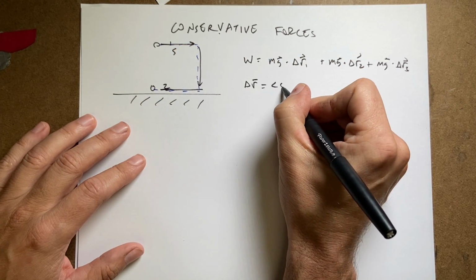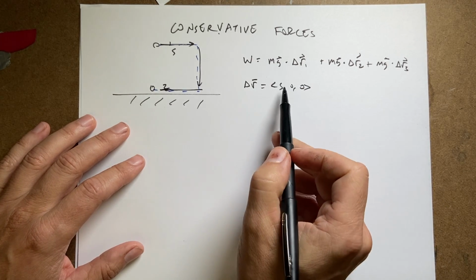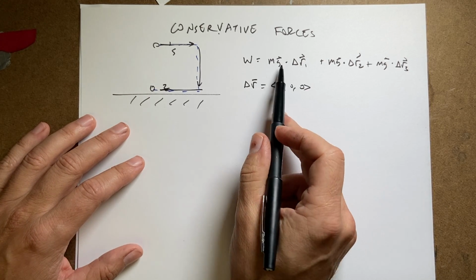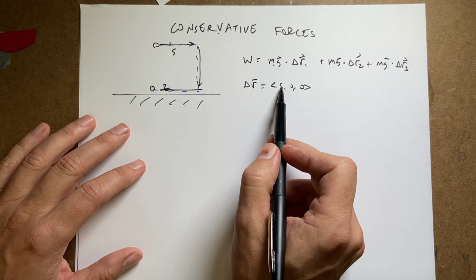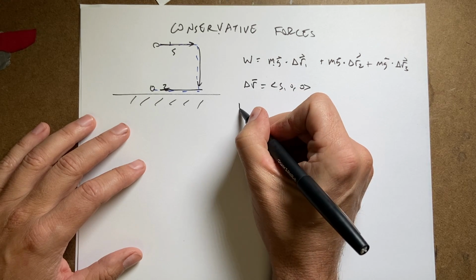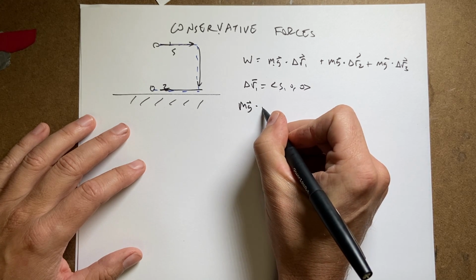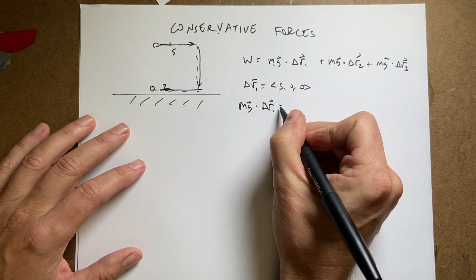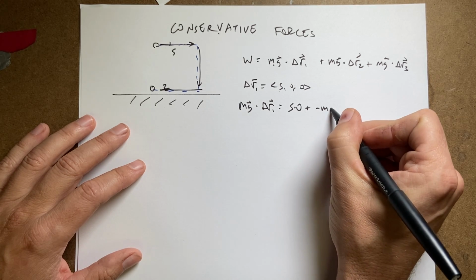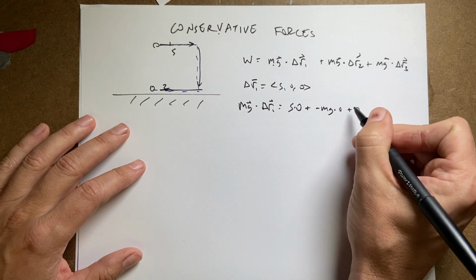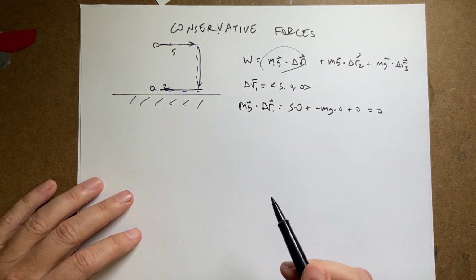So if I look at delta r1, let's say this is distance s. It's going to be the vector s, 0, 0. And now when I take this dot the gravitational force, the gravitational force only has a y component. This only has an x component. So I would get mg dot delta r1 is going to be s times 0 plus negative mg times 0 plus 0 equals 0. So the work done on this path is 0.